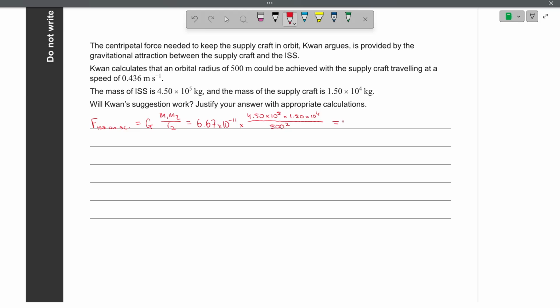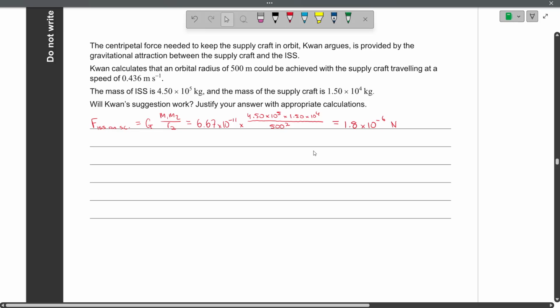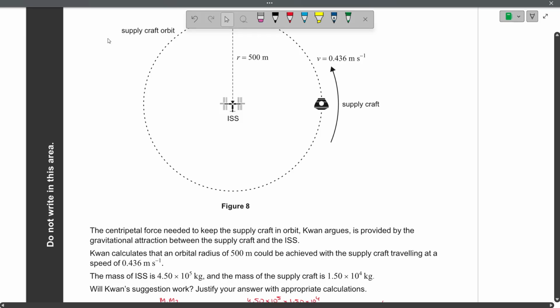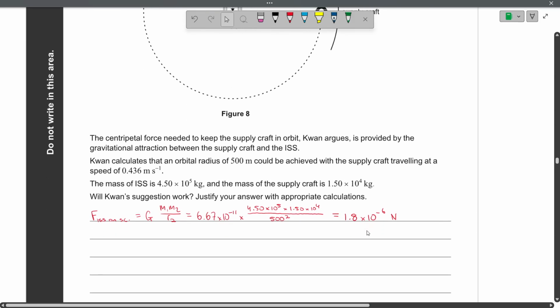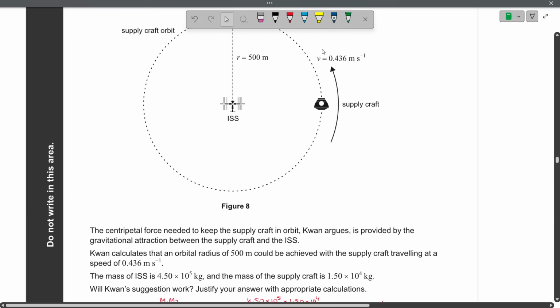Okay, now if I put that on a calculator, we end up getting 1.8 times 10 to the negative 6 newtons. Okay, so what that's telling me is that if I put the supply craft here, ignoring everything else in the universe, if it was just the ISS and the supply craft, the ISS would be exerting a gravitational force on the supply craft of strength 1.8 times 10 to the minus 6 newtons. Now, it's not a very big number, but who knows, could be enough to provide this particular centripetal force that's going to keep it at this speed.